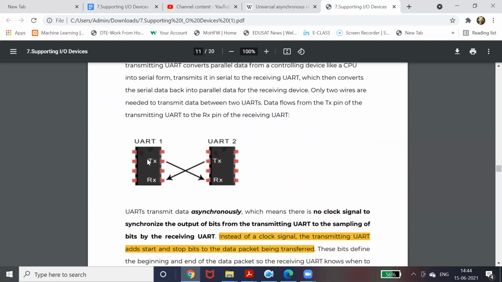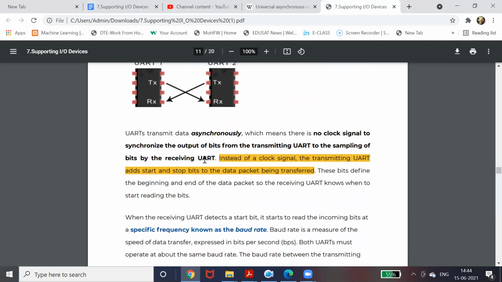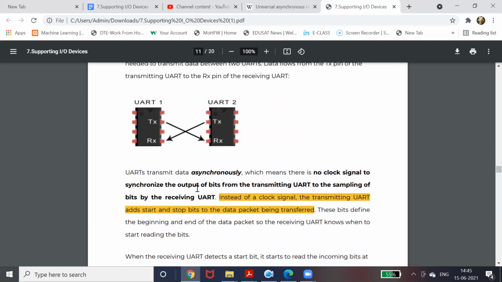Here, if you see this chip, this is TX. TX stands for transmitter, RX stands for receiver. So the transmitter transmits data from device 1 to 2, and it is received by the RX. Here this TX transmits data from device 2 to device 1. In this way, the data communication happens. Now the word here is universal asynchronous.